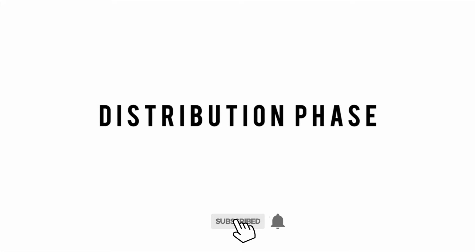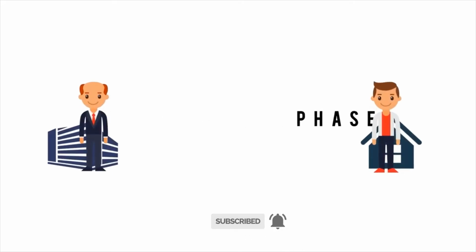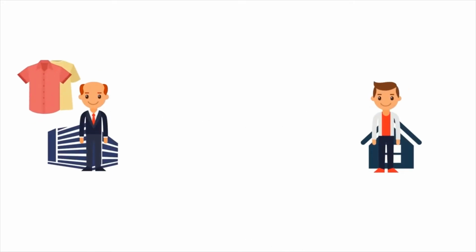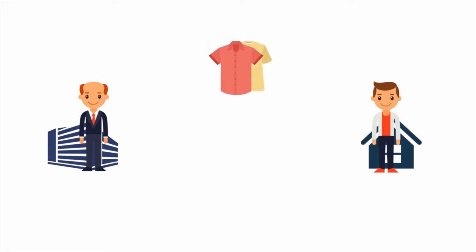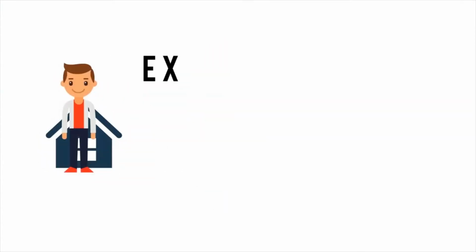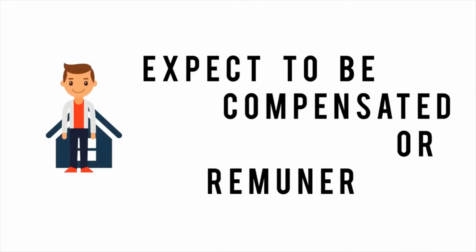Distribution phase. Now that the product has been produced by the firm using inputs, or as we can call it factor services supplied by the households, it is essential for us to know that if we deliver a service, or something to someone, we do expect something in return, at least in economic sense, we do. Similarly, the household expect to be compensated or remunerated for the inputs provided.